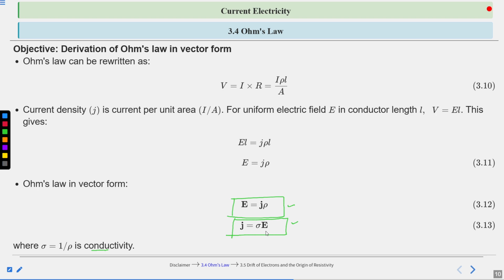These results will also be used in our upcoming derivation. This result J equal to sigma E. We will also derive the value for this sigma in the upcoming slides.